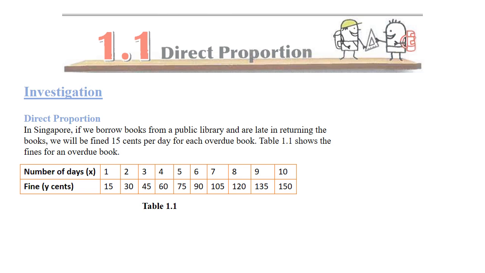So we have 10 days data and the fine starting from day 1, which is 15, and 30 on day 2, 45 on day 3, 60 on day 4, and subsequently it reaches 150 on the 10th day. So there are different observations that can be made from this data.